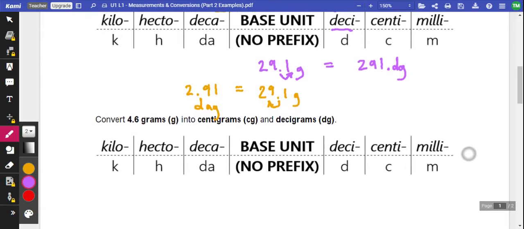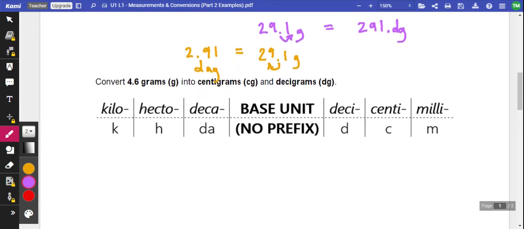Convert 4.6 grams into centigrams and decigrams. All right, again, starting with the base unit of grams. Let's do pink this time. So 4.6 grams. We're starting here. If we're going to convert into centigrams, well, centi is over here. So I'm moving from regular grams to centigrams. I'm moving 2 spots to the right.